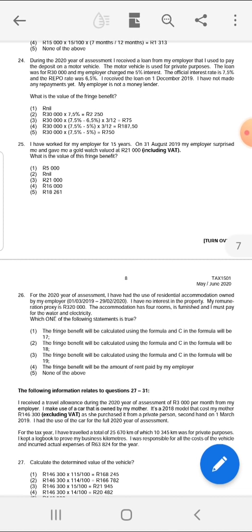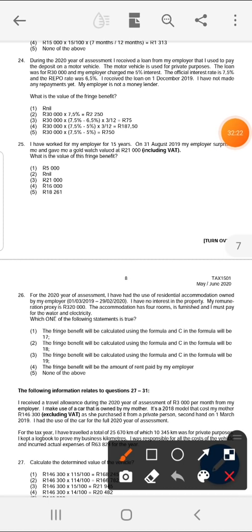So what is the value of the fringe benefit here for question number 24? We'll say 30,000 multiplied by the difference of 7.5% and 5%, multiplied by 3 over 12. No, it will give us 187.5, which will be option 4. The correct answer will be option 4 there. This one is the correct one.